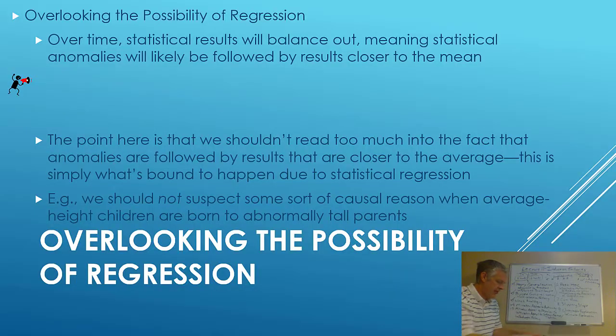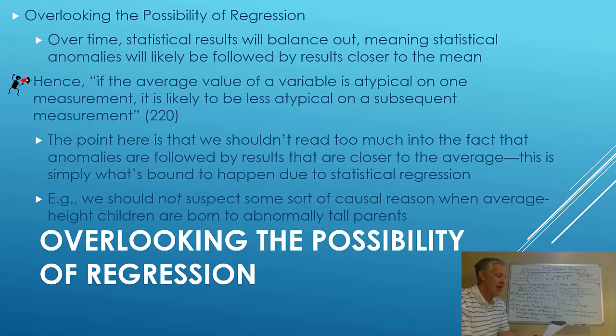As I put it in the second from the bottom bullet point on slide 14, the point here is that we shouldn't read too much into the fact that anomalies are followed by results that are closer to the average. This is simply what's bound to happen due to statistical regression.